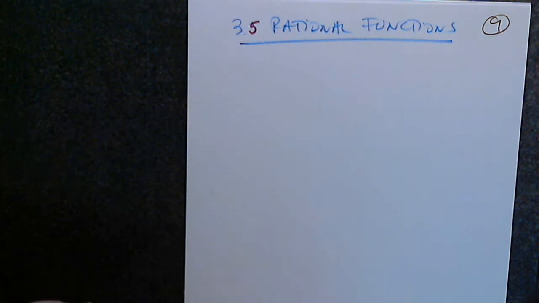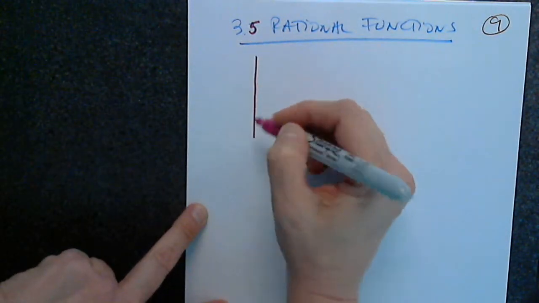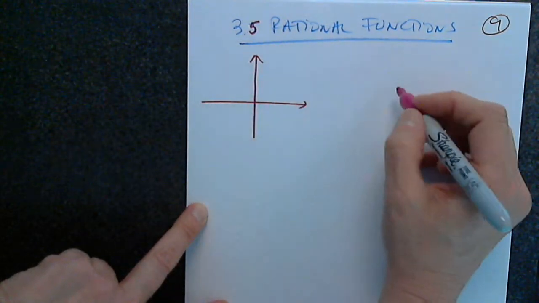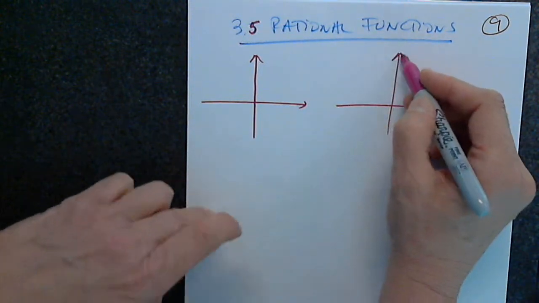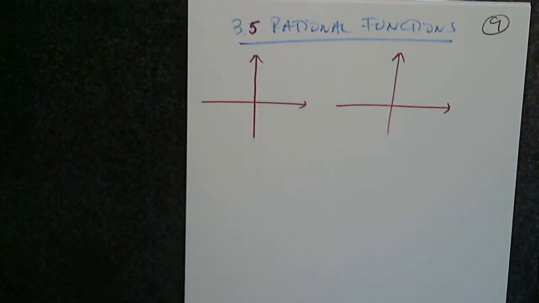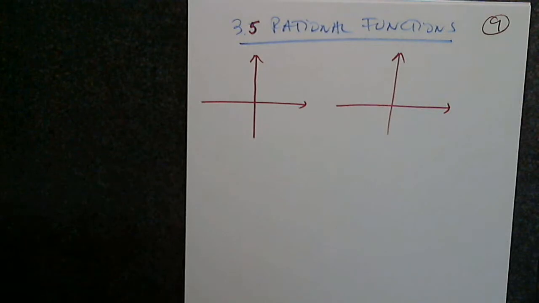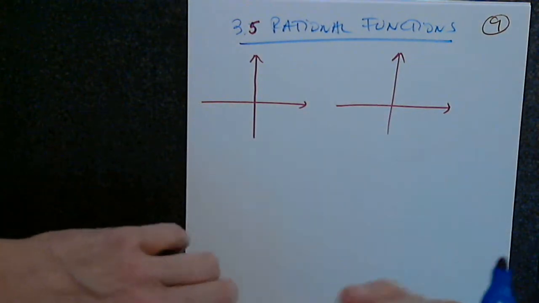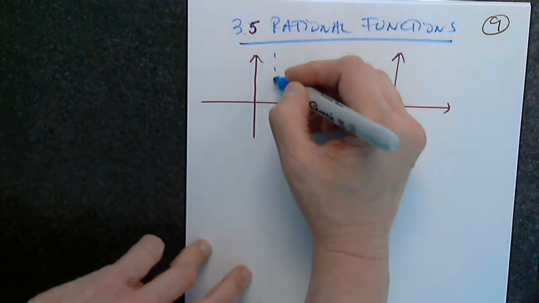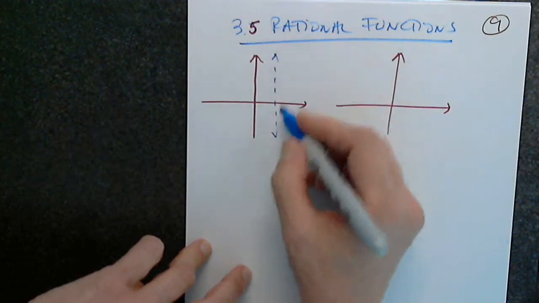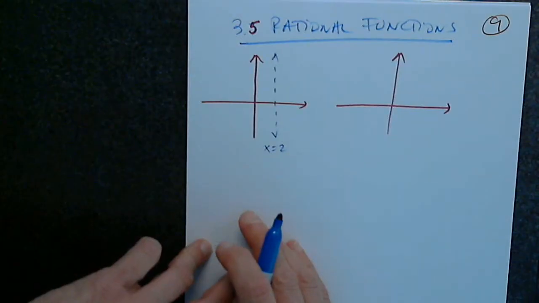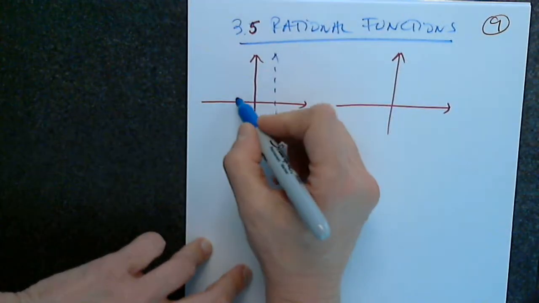Okay, rational functions. So let's take a look at a graph like this and a graph like this and discuss those two properties that we will never see again in other functions in this class. So let's say we have this situation. Let's say x equals 2. It's a vertical line. And here's the function.